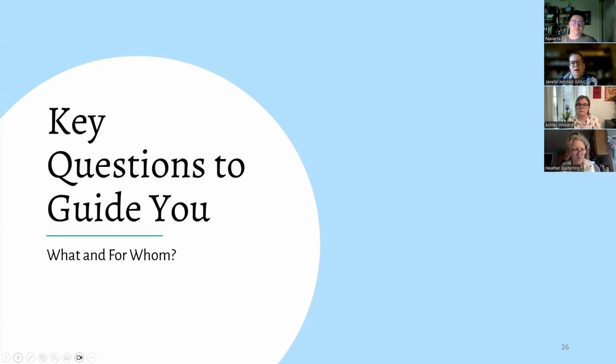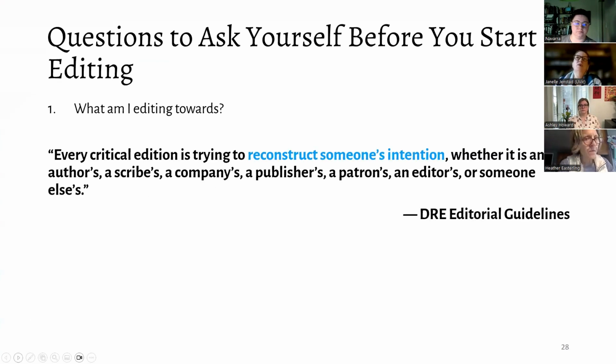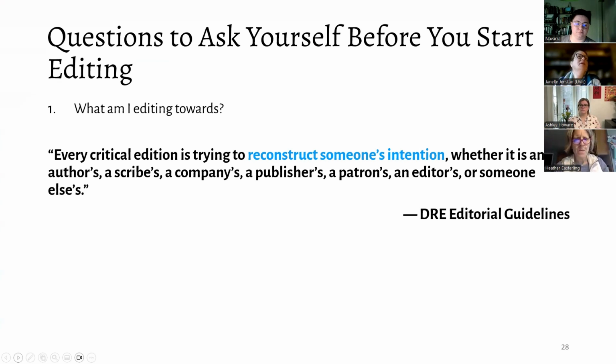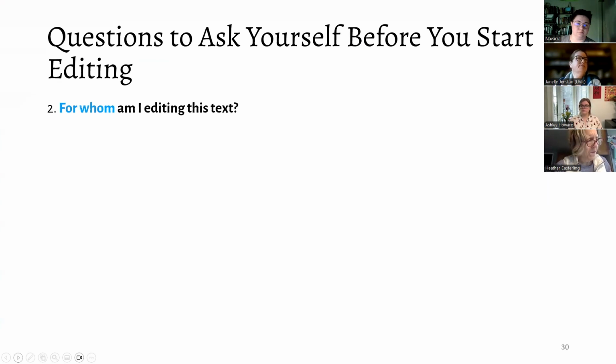So the key questions to guide you, and these questions are eloquently written by Sarah in the Digital Renaissance Edition's editorial guidelines. What am I editing towards? Every critical edition is trying to reconstruct someone's intention, whether it is an author's, a scribe's, a company's, a publisher's, a patron's, an editor's, or someone else's, and that editor can include you. And it's important to have an answer to that question early on because that's going to affect your choice of base text. I shouldn't have put copy text there. The way you modernize, what you collate, and how you contextualize the text.